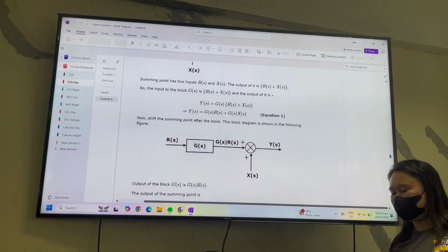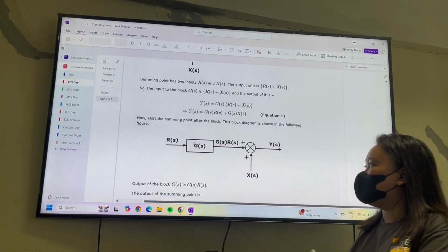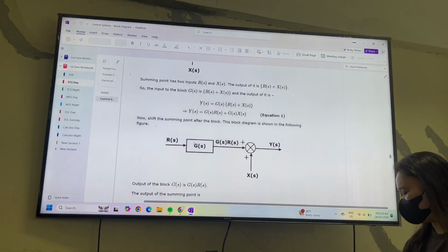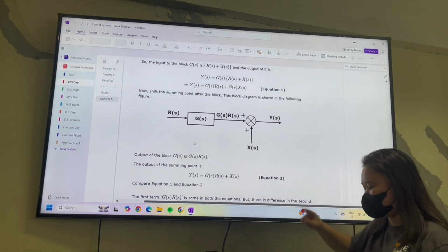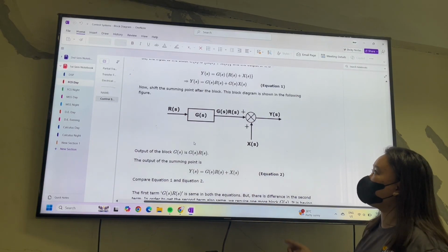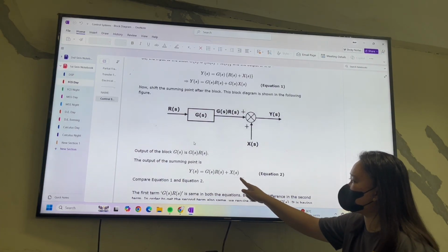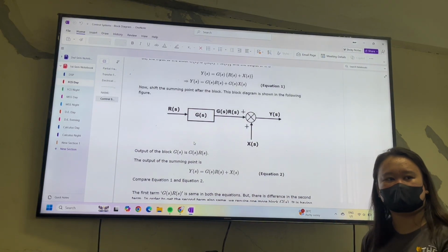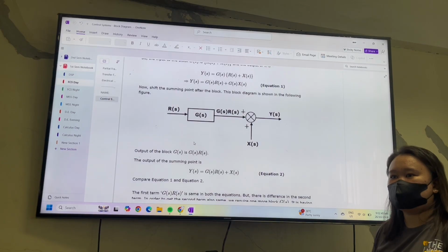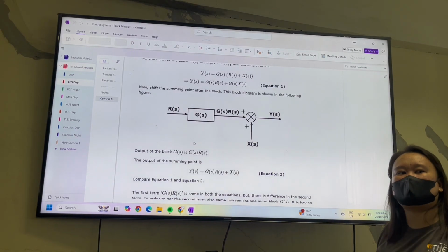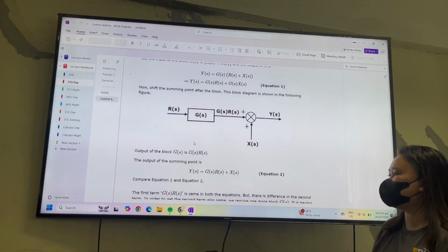Now, if we shift it after the block, the future diagram is GSRS plus XS, which equals YS. So Y of S is equal to GSRS plus XS. Now, if you compare the two, the first term is the same, but the second term is not. The future diagram's equation should be the same as the past diagram's equation. Okay? Understood?